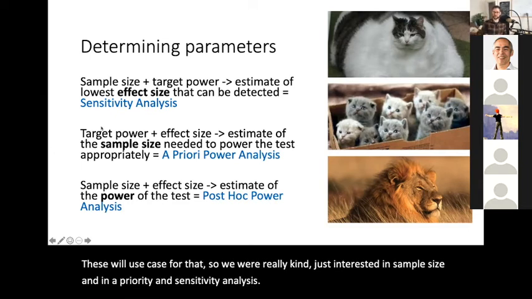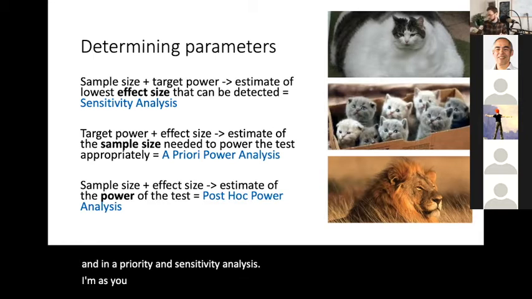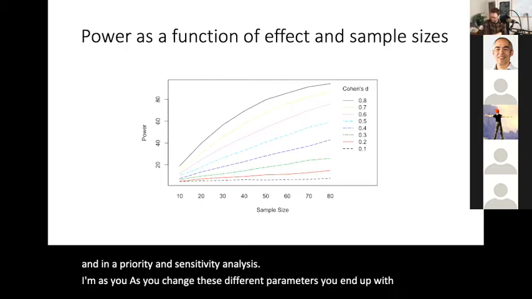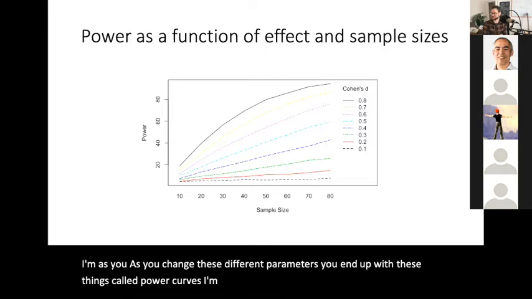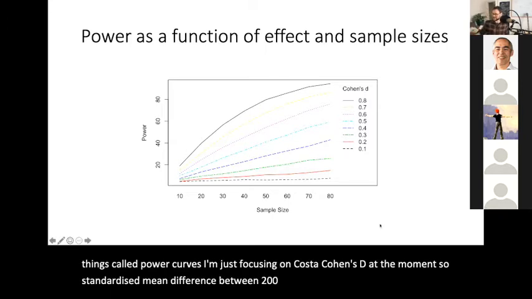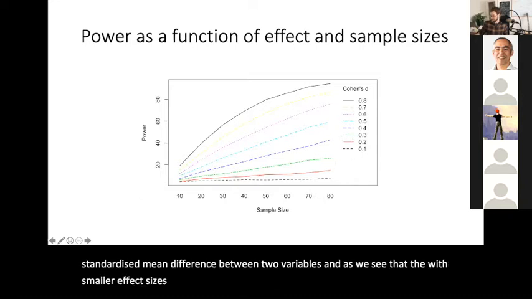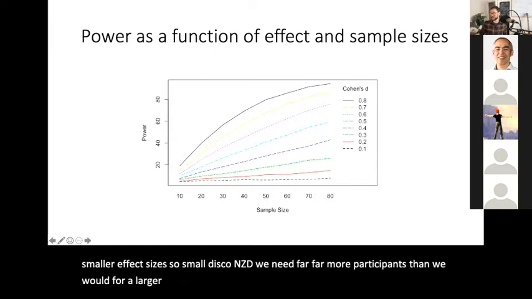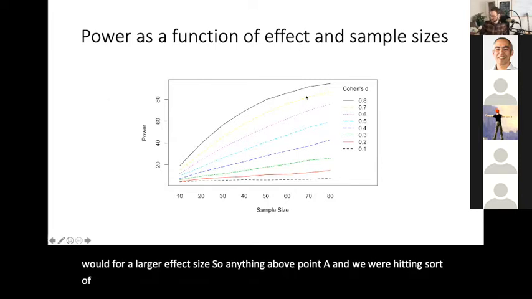And as you change these different parameters, you end up with these things called power curves. I'm just focusing on Cohen's d at the moment, so standardized mean difference between two variables. As we see, with smaller effect sizes, so smaller Cohen's d, we need far more participants than we would for a larger effect size. So anything above 0.8, and we're hitting over 80% power with sample sizes of 80.